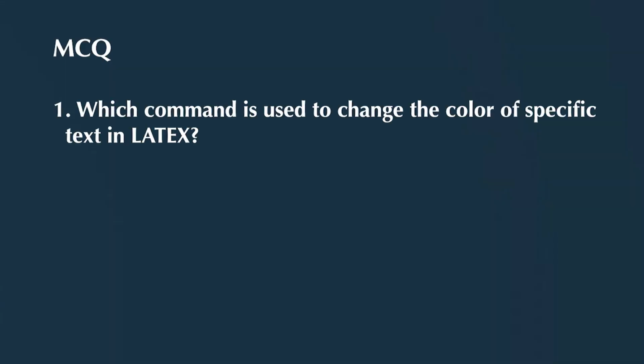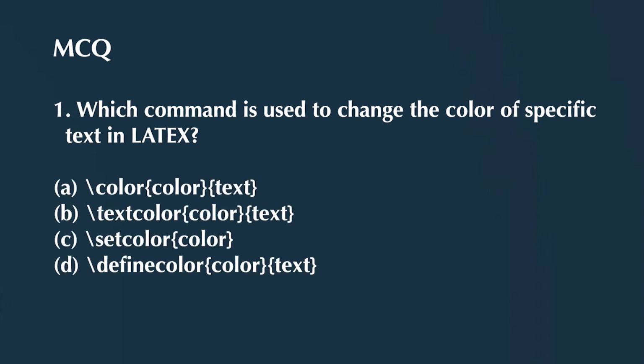Which command is used to change the color of specific text in LaTeX? Options are A, \color{color}{text}, Option B, \textcolor{color}{text}, then option C, \setcolor, and option D, \definecolor. So the answer is \textcolor, and there are two fields, color and text, as we have discussed earlier.